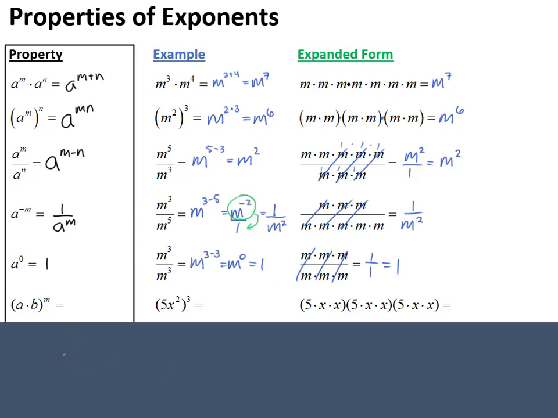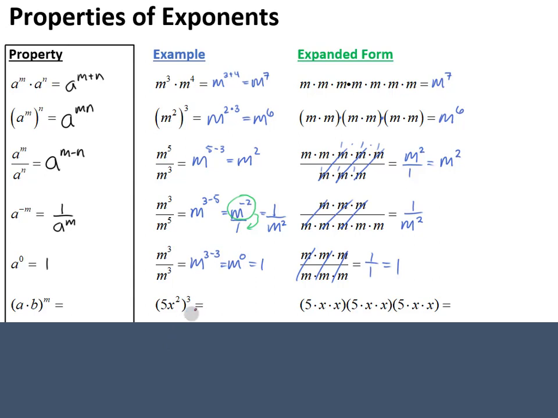Okay, here's our next property. Now, notice this time the bases don't have to match. So this says if I have things held with multiplication, and that quantity is raised to another power. So something like this might have 5 times x squared. They're held with multiplication, and it's being raised to a power.